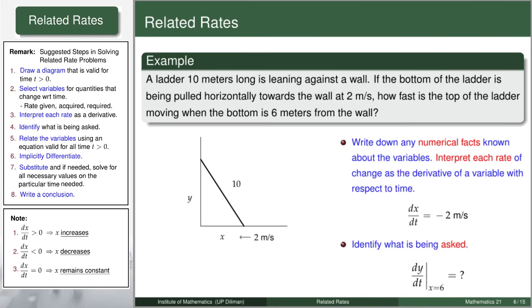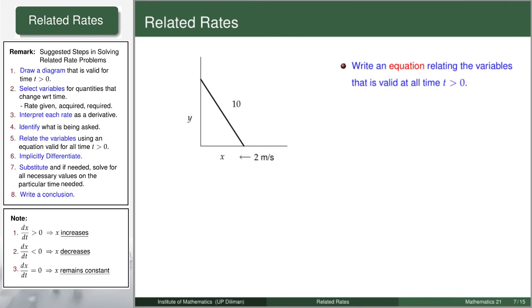Now, this is what we want, the dy over dt. It also states that the dy over dt is not constant, unlike the dx over dt that will always be moving at a rate of negative 2 meters per second. You will find out later on that the dy over dt will have a different value for each instant: x equal to 6, x equal to 8, and so on and so forth. Okay, so now let's go to our next step.